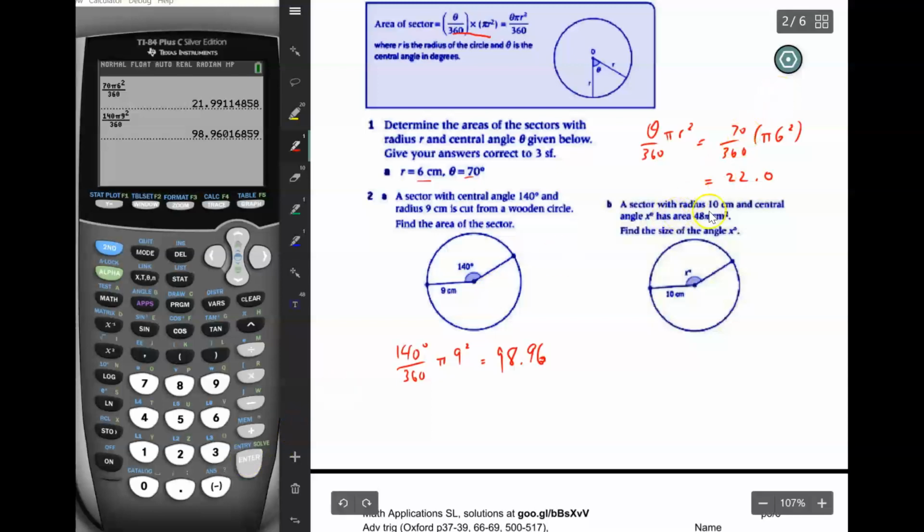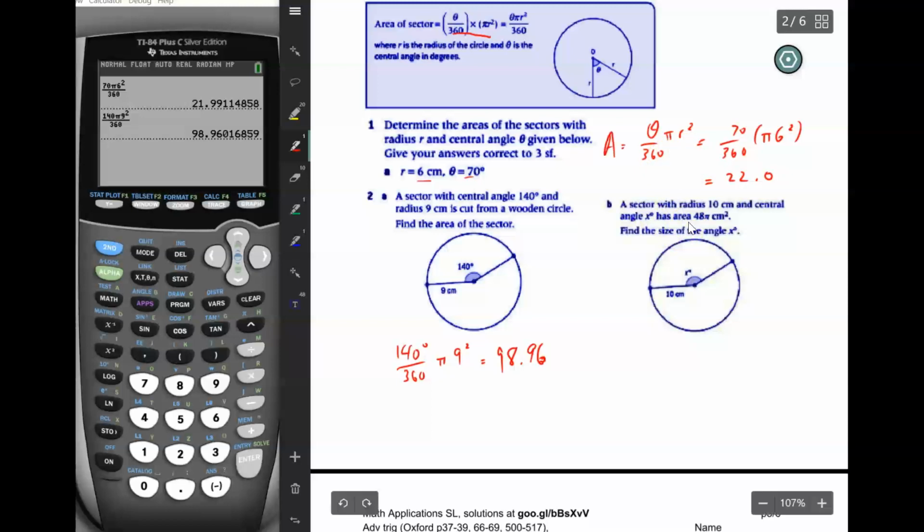A sector with radius 10 and central angle x degrees has an area 48 pi. Find the size of angle x. Okay, this is a little bit different because they did not give us all the information in the formula theta over 360 pi r squared. They didn't give us the angle. They gave us x instead. But they did give us the area, which is 48 pi.